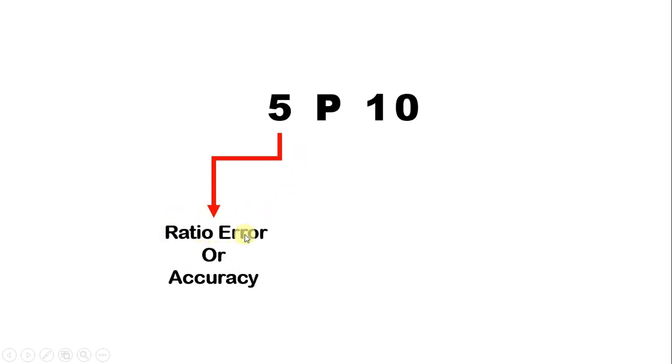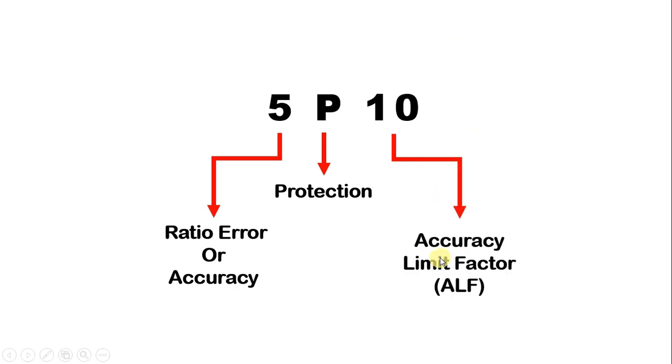Now let's come back to our question. Here 5P10 which is written, what does it mean? The meaning of the first digit is how much ratio error the CT has. After this, P is written. It means protection. If P is written on any CT, then it means that CT will be used for protection. After this, 10 is written. It means accuracy limit factor, short form of which is ALF.